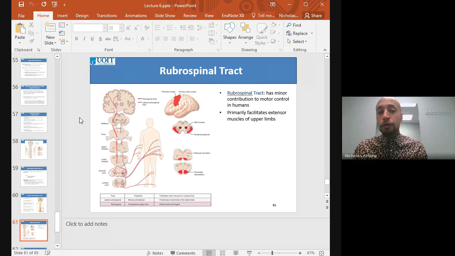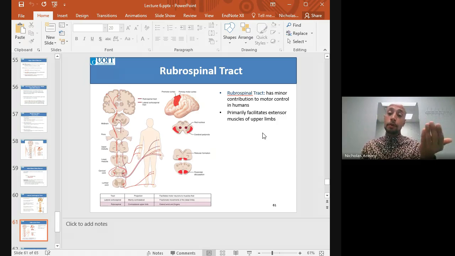The rubrospinal tract is a lot smaller, and this typically goes to the extensors of the upper limbs. The rubrospinal tract was very big evolutionarily in four-legged animals. And because we're not four-legged, we don't really utilize it a lot. But it's there. It provides and facilitates extensor muscles of the upper limbs. So there is the rubrospinal tract in the human spinal cord, so I'm bringing it up. Okay? You guys okay with that?